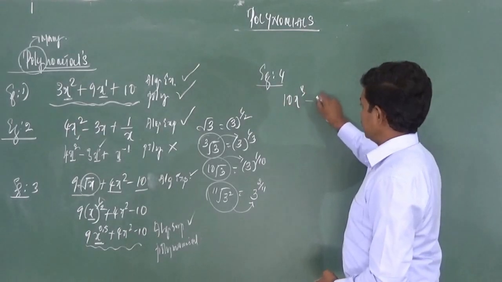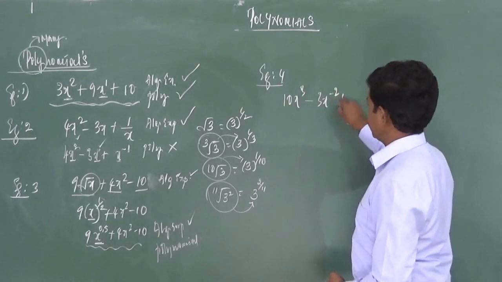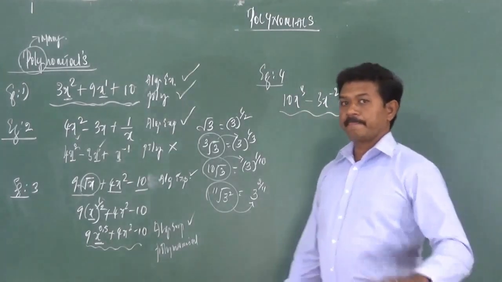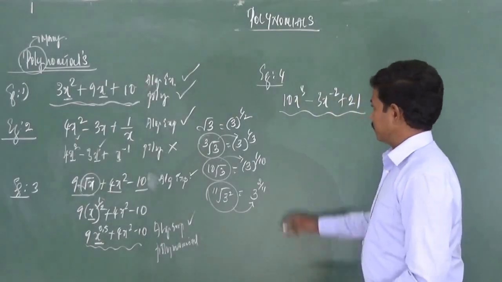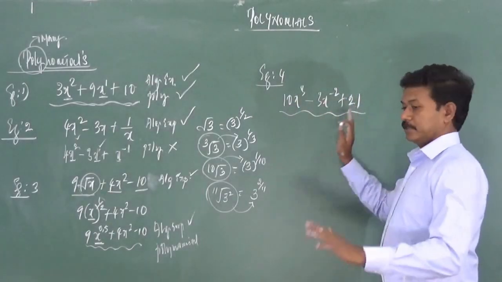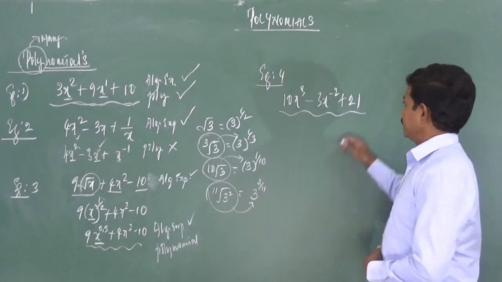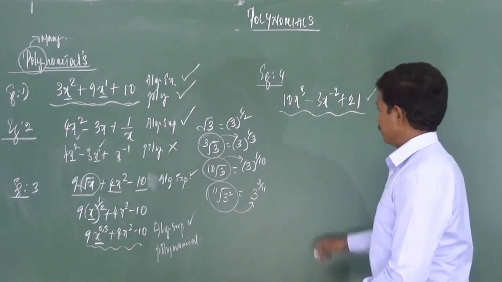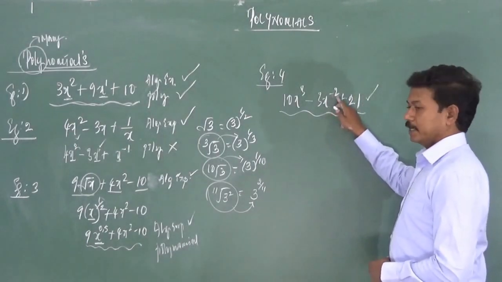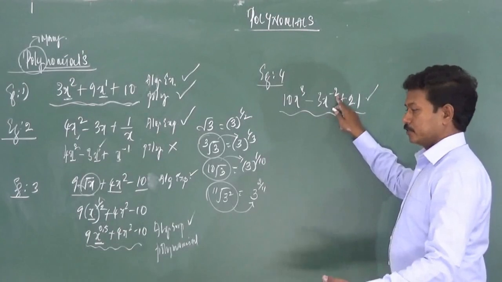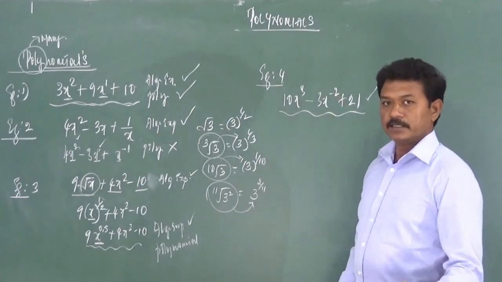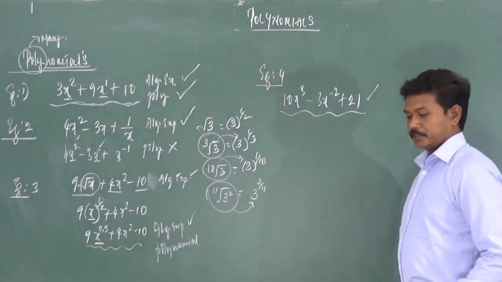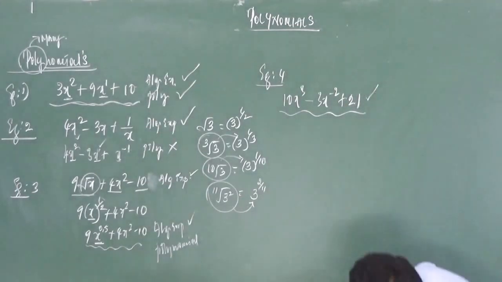10x cube minus 3x to the power minus 2 plus 21. So is this an algebraic expression? Yes, it is an algebraic expression because it has terms. But is this a polynomial? No, it cannot be considered a polynomial because the variable x has a negative number as its power. So minus 2 is not a whole number, therefore it is not a polynomial, but it is an algebraic expression. I hope you got the concept.